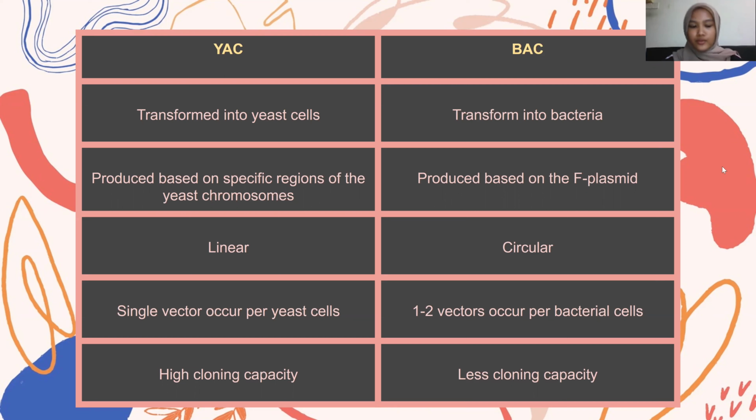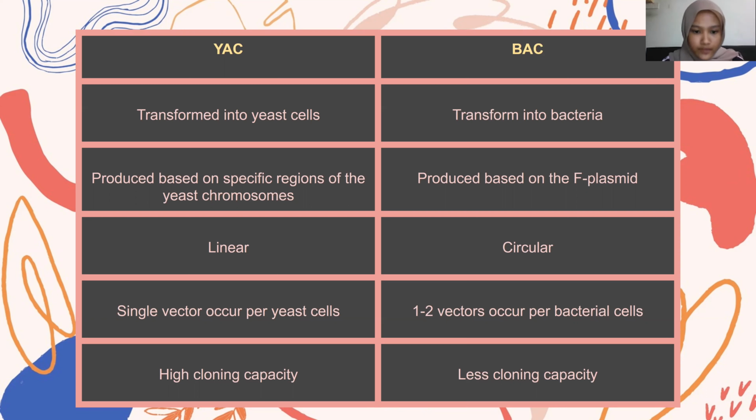Okay, I am going to talk about the differences between YAC and BAC. So the first one is that the recombinant vectors of YAC will transform into yeast cells. Meanwhile, BAC will transform into bacteria. And then YAC is produced based on specific regions of the yeast chromosomes, and BAC is produced based on the F plasmid. And then the DNA of YAC is linear, while BAC is circular.